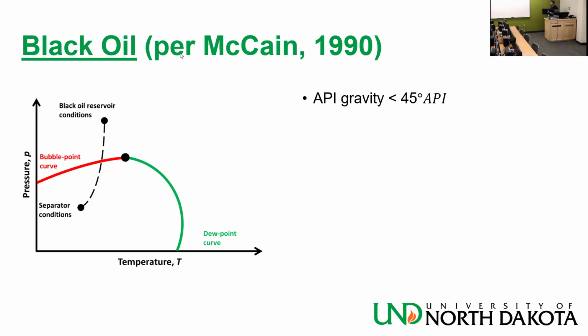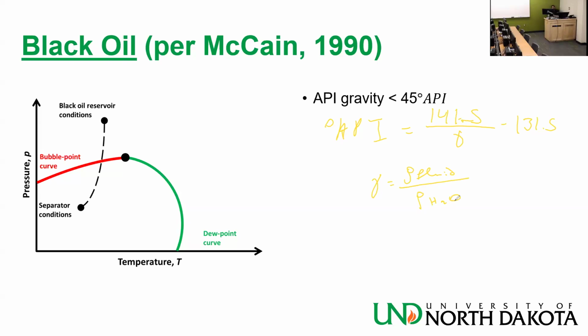API gravity for black oil is less than 45 degrees API. Remember, degrees API is 141.5 divided by gamma, minus 131.5. Gamma is the density of your fluid divided by the density of water at standard conditions. So if your fluid is water, gamma is 1, and 141.5 divided by 1 minus 131.5 gives you 10. So the API gravity of water is 10, it's not 1.